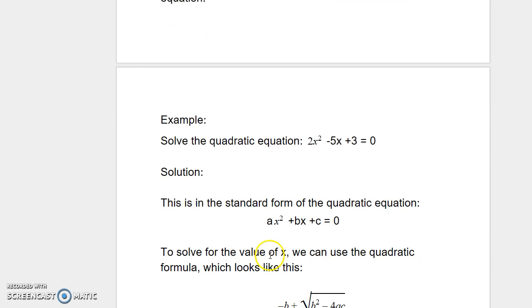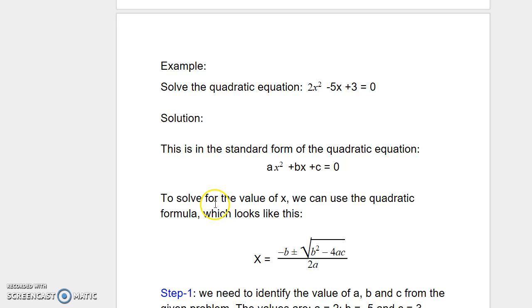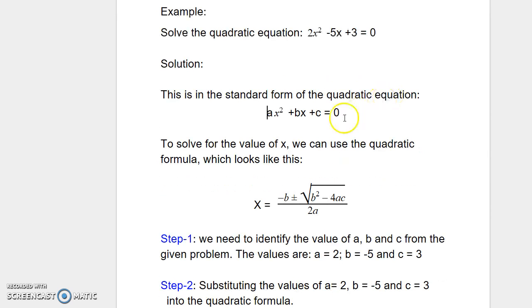Okay, good. Let us solve another example. Let's say this time we have 2x squared minus 5x plus 3 is equal to 0. Okay, so we want to first of all see whether this given equation is in the standard form of the quadratic equation. The standard form of the quadratic equation is ax squared plus bx plus c is equal to 0, which is the form of the given equation.